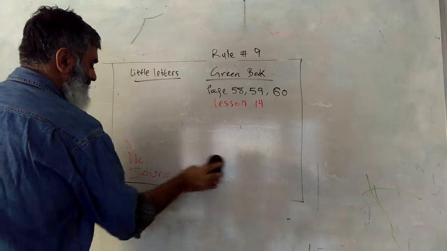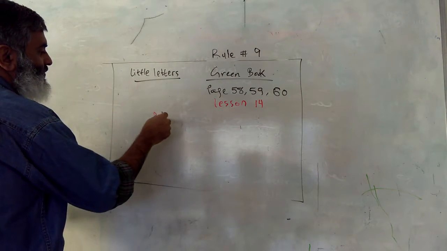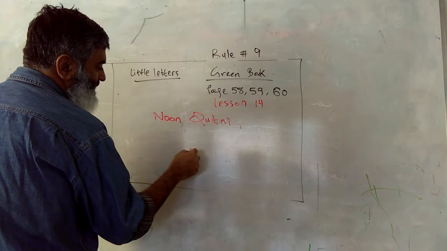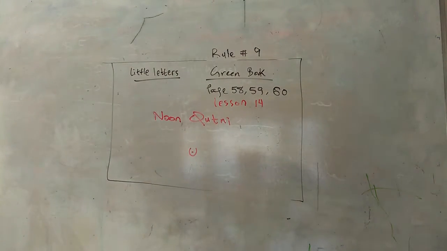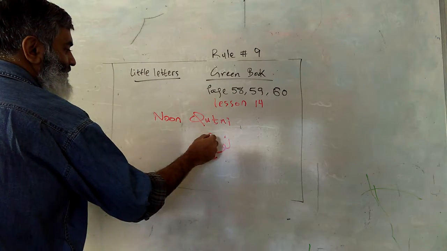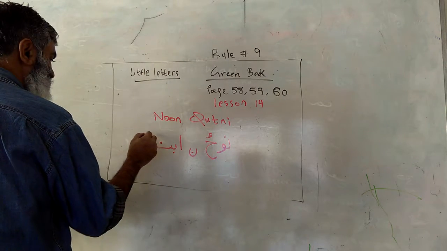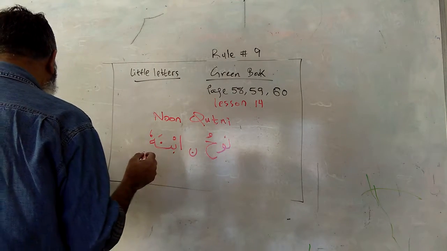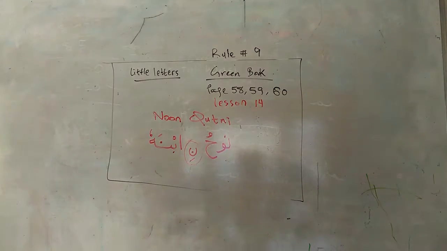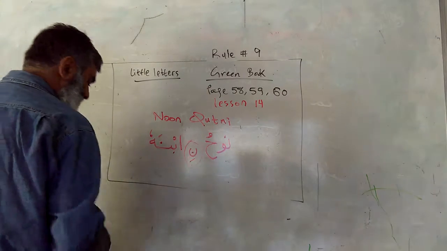Now let's go to another small letter, and that is called the rule of Noon Qutni. Noon Qutni is a little noon literally showing as the letter Noon between two words. And this again in Quran you will see them like this. So you have this word and then you have this word. And you will notice a little noon in between with the kasra. This rule is on page number 59 of lesson 14 in your green book.